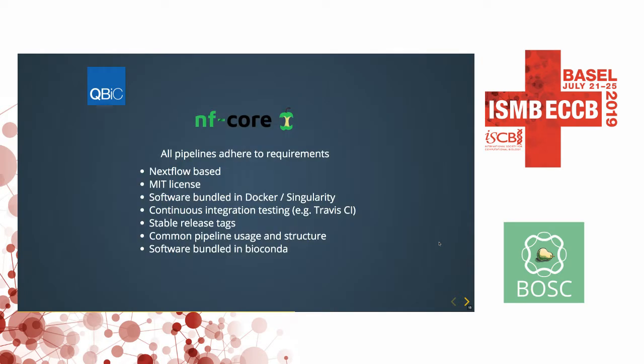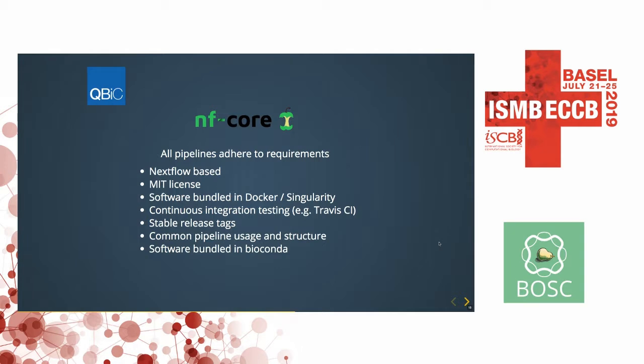All the pipelines that we have follow certain requirements. We enforce Nextflow to be used, of course. We require them to be MIT licensed so that people can reuse them easily. We also require that software should be bundled in Docker and Singularity. We enforce Docker and pull from Docker Hub, generating Singularity images.